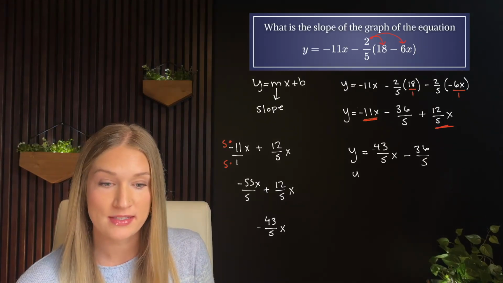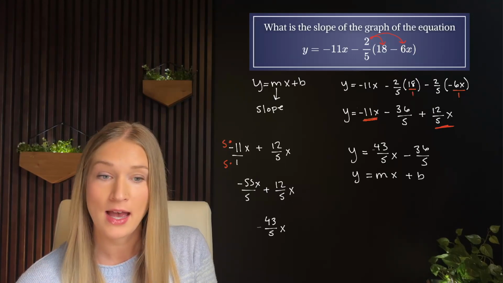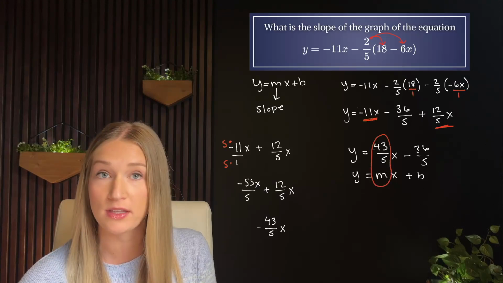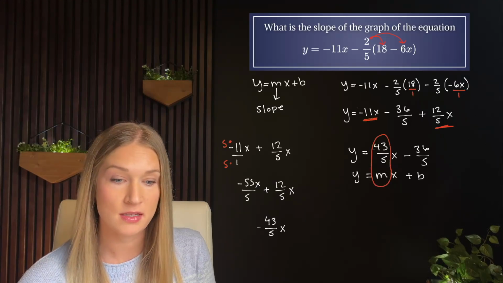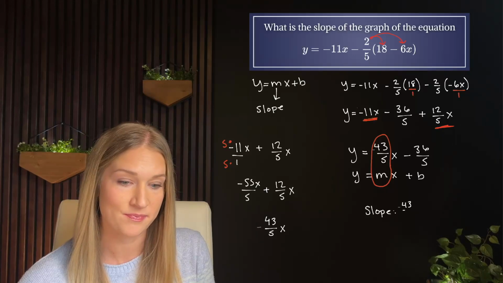So since this is now in the form y equals mx plus b, I can compare the two and see that the coefficient on x is that 43/5, which means that my slope is -43/5.